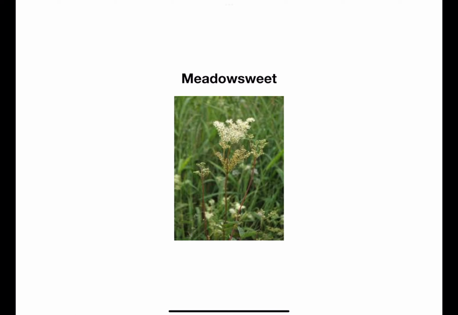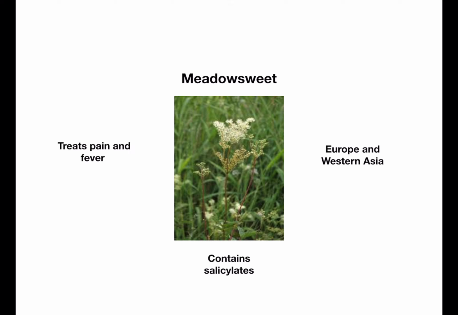Our next plant is meadowsweet. Meadowsweet can be found in Europe and Western Asia. Like willow bark, it contains salicylates, which can be used to treat pain and fever.